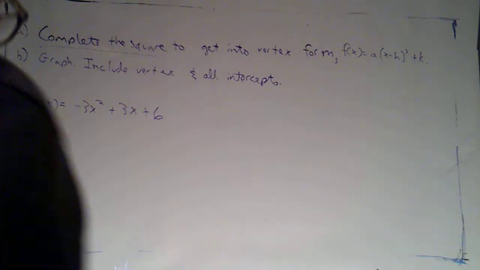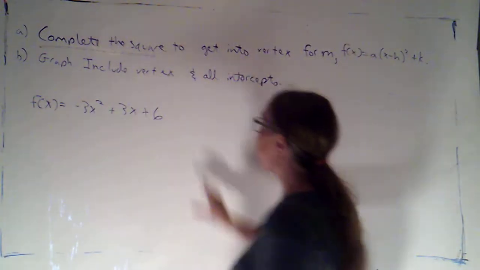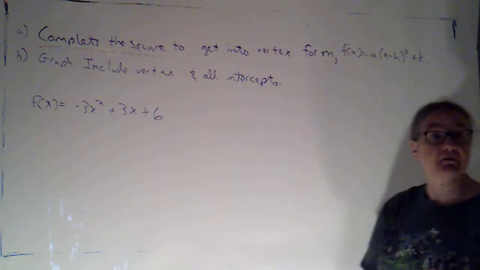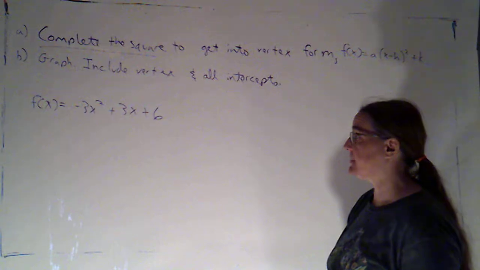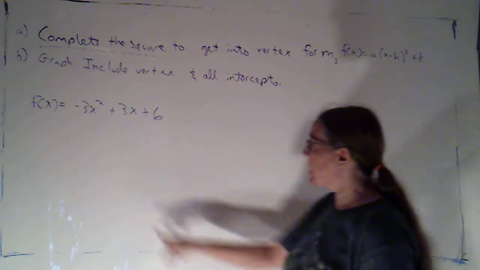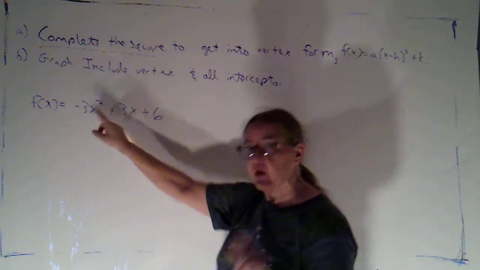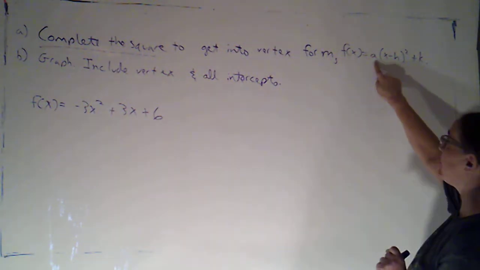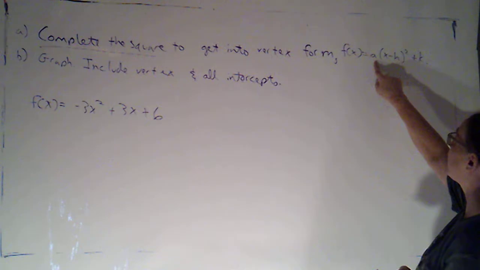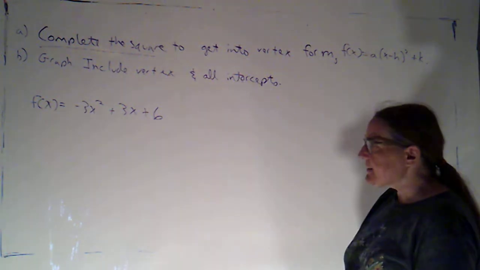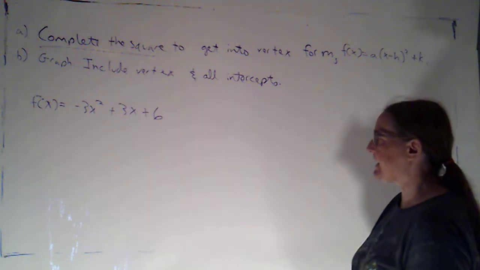I've got another question up here, same directions as last time. We want to complete the square to get it into vertex form, and then graph it including the vertex and all of the intercepts. What makes this one a little bit more complicated is that the coefficient in front of x squared, which we're calling a, which will be the same a that we get in our vertex form, is not 1. So the first thing I'm going to want to do is factor that out.